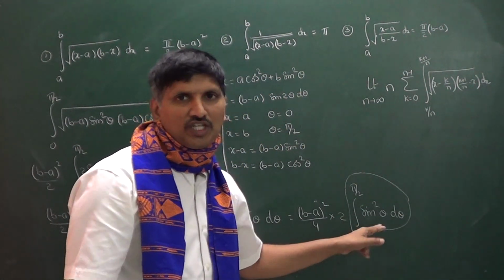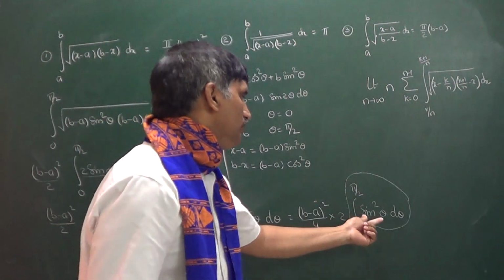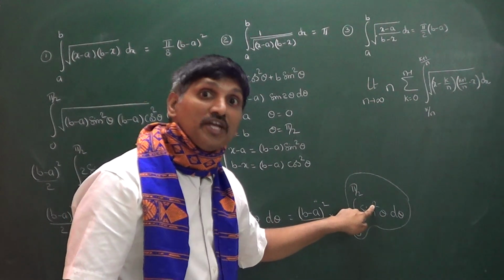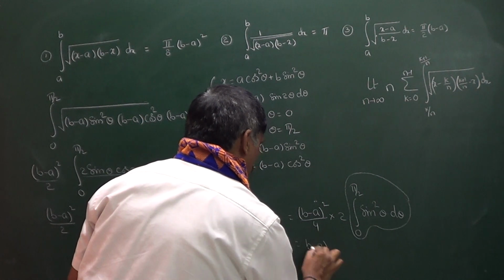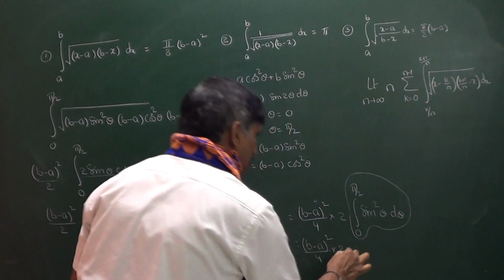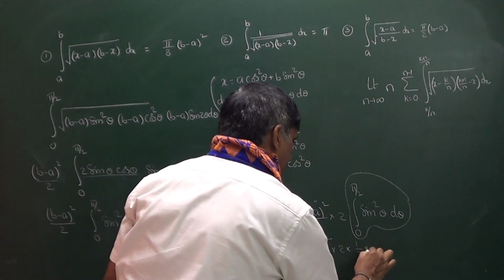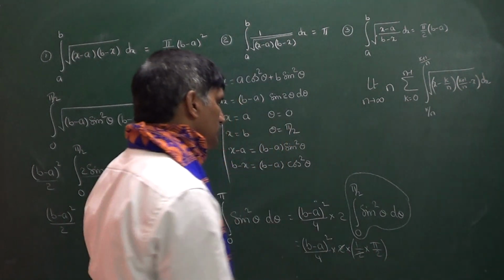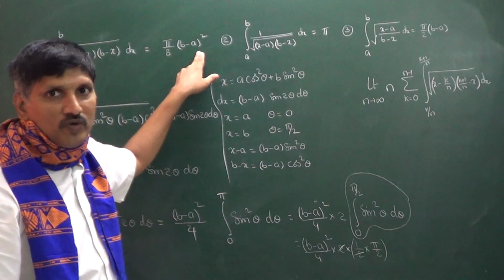Otherwise, 2 sin square theta can be written as 1 minus cos 2 theta. According to the Wallis reduction formula, it becomes 1 by 2 into pi by 2. So then you will get (b minus a) whole square divided by 4 into 2 into 1 by 2 into pi by 2, that is the Wallis first reduction formula. The 2 cancels, and we get the answer as pi by 8 into (b minus a) whole square.